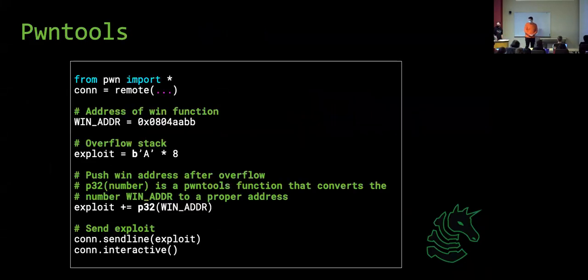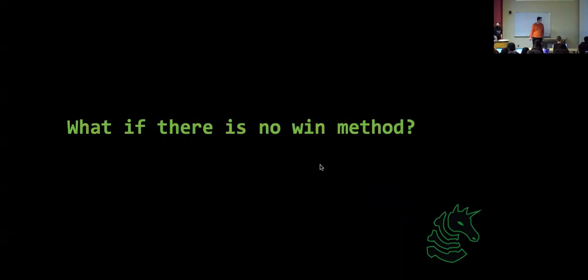So here's the Pwn tools version of that. P32 is a Pwn tools function that'll convert the win address to the proper address. And the proper address in this case is a little endian address. So you shouldn't have to worry about it too much, but it's just something to be aware of if you're not getting the solution right. So, all right, that's the Pwn tools solution for a challenge like that.